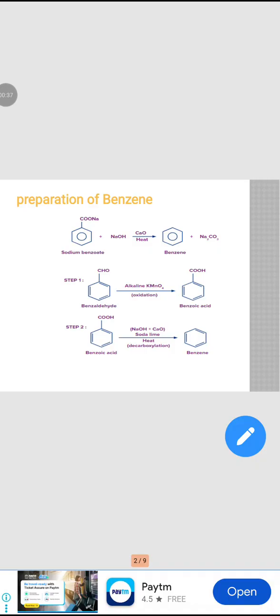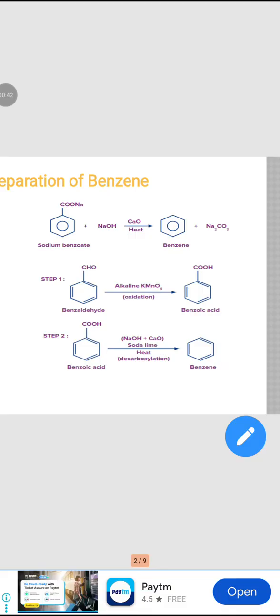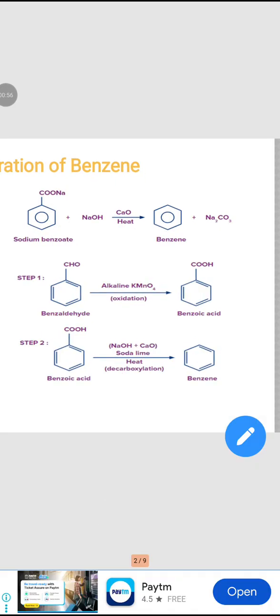Then, preparation of benzene. Benzene is prepared in many ways. First of all, sodium benzoate, C6H5COONa, is reacted with sodium hydroxide, NaOH. It is heated in the presence of calcium oxide. So, sodium benzoate is heated with sodium hydroxide in the presence of calcium oxide to form benzene and sodium carbonate.